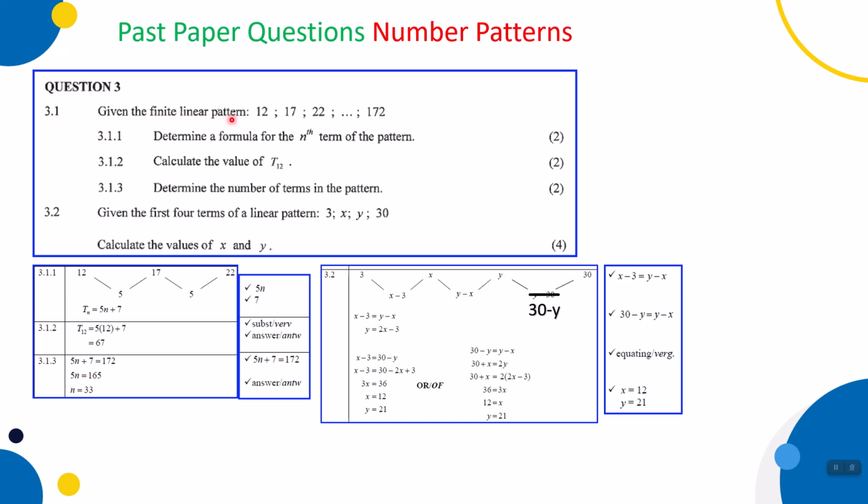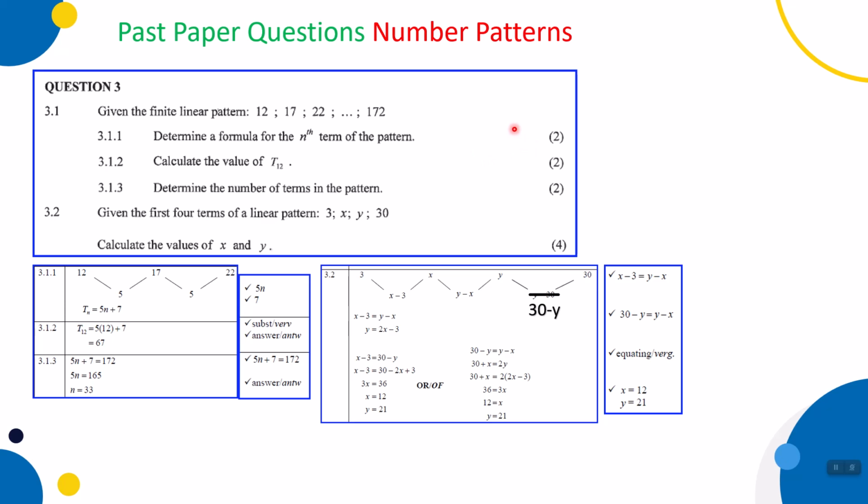Today in this session we're going to look at number patterns, and we start here with question 3. 3.1, given the finite linear pattern, it's linear, so it has a constant difference, and we know that Tn is equal to Bn plus C. 12, 17, 22, etc. And then the last term there is 172. 3.1.1. Determine a formula for the nth term of the pattern, 2 marks.